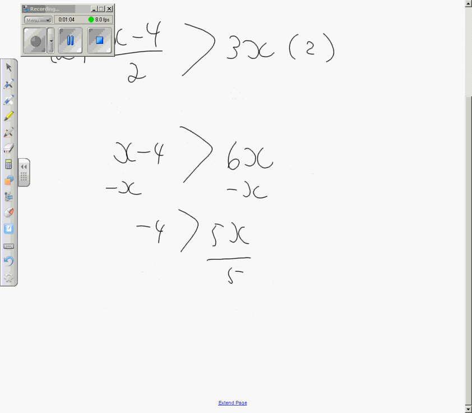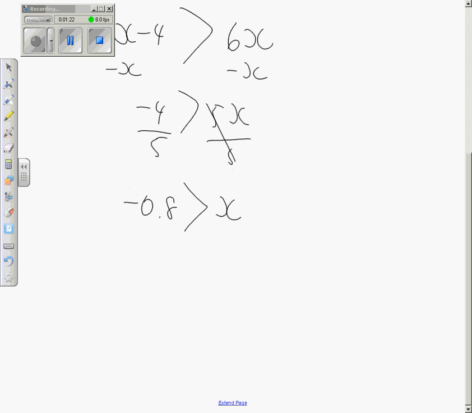And if I divide both sides by 5, I get negative 0.8 is greater than x, or negative 4/5. Both are the same. That's just the decimal version. So that's the value of x.